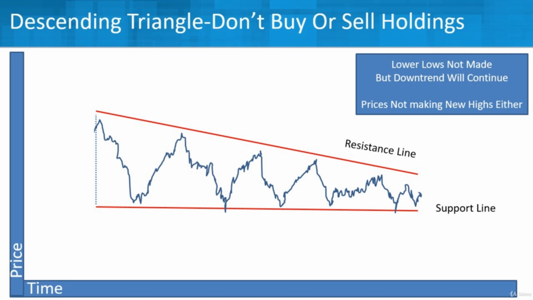So really, to tell whether it's an ascending or descending triangle, you'll look at which line is horizontal, basically straight across, and which one has a slope. Ascending, going higher, would have a support line that's uptrending, and a descending triangle would have a resistance line that's downtrending or sloping downwards.